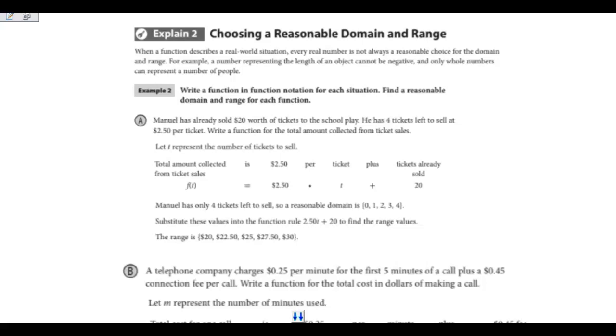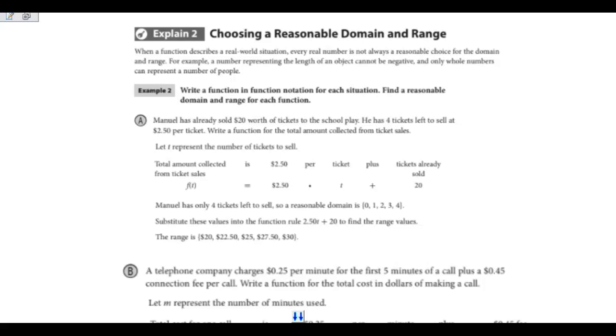So we're going to write a function in function notation for each situation, and then we're going to find a reasonable domain and range for each function. In example A, Manuel has already sold $20 worth of tickets to the school play. He has 4 tickets left to sell at $2.50 per ticket. Write a function for the total amount collected from the ticket sales.